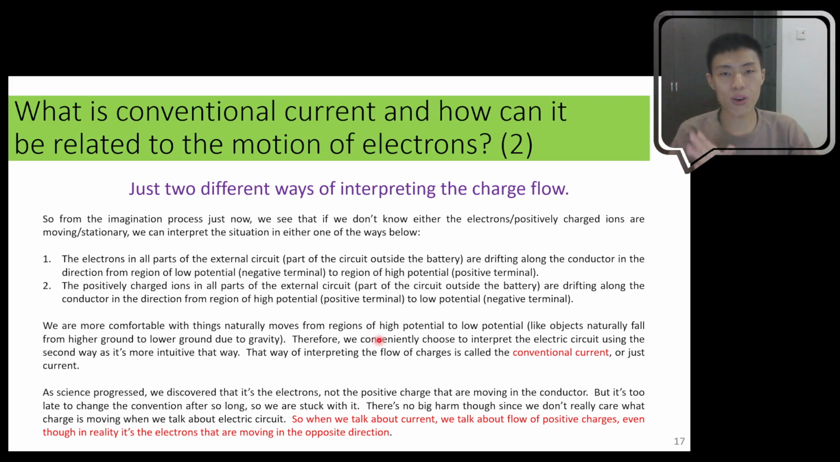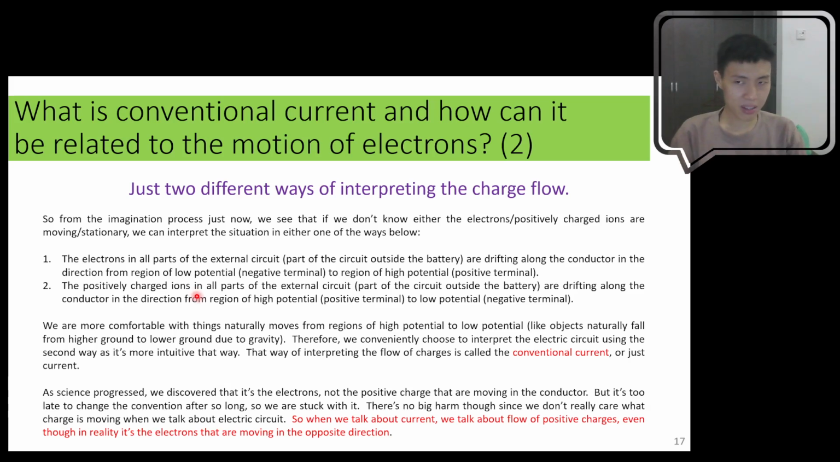Therefore, we conveniently choose to interpret the electric circuit using the second way. It's easier for us to understand an electric circuit if the moving charge is a positive charge. It will be easier to understand the flow of current if positive charge is flowing, because that way the charge will be flowing from the higher potential region, which is the positive terminal, to the lower potential region. High to low moving naturally is something we are used to. Moving from low to high naturally is not something we are used to.